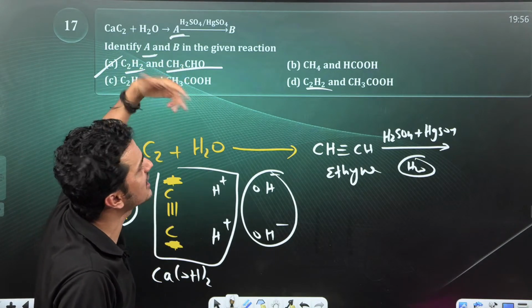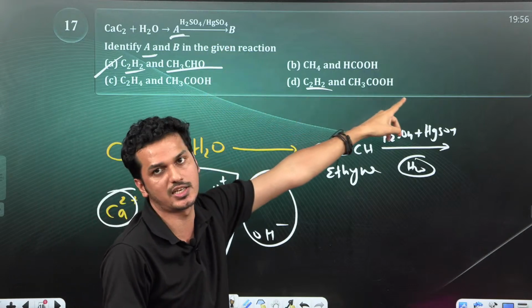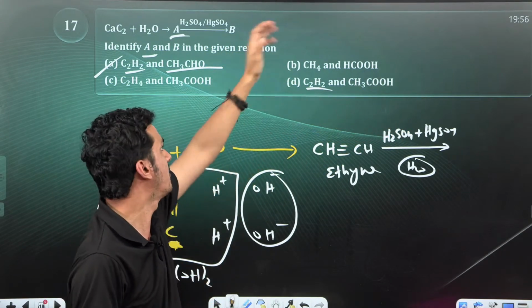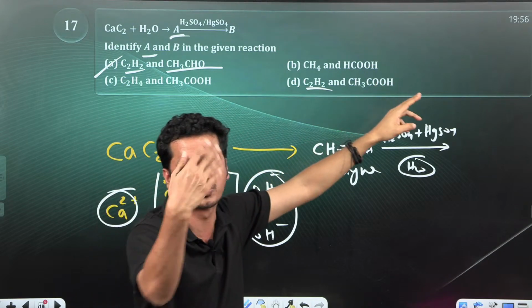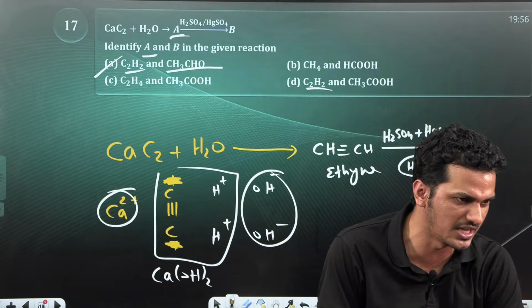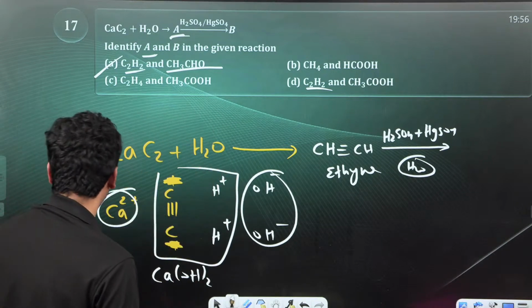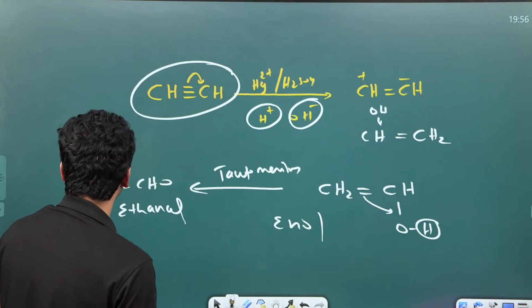If we are oxidizing this one it will become CH3COOH, but there is no oxidizing agent. If H2O2 or KMnO4 or something you are using there, that will go to acid. Okay, ready? Yes, Ashmita? Yes, that's the power. Okay, yes. So then we can move to the next question, 18th question.